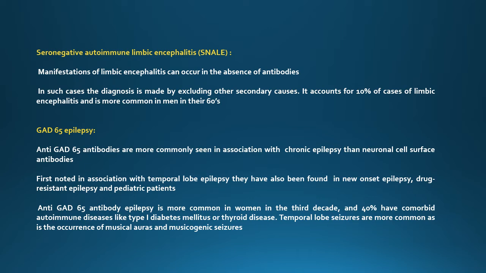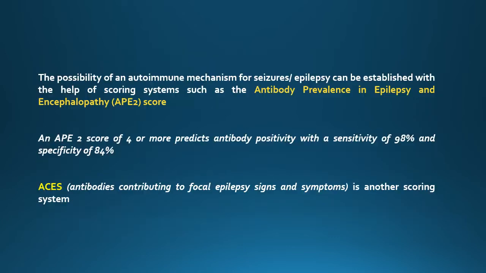Anti-GAD65 antibody epilepsy is more common in women in the third decade, and 40% have comorbid autoimmune disease like type 1 diabetes mellitus or thyroid disease. Temporal lobe seizures are more common, as is the occurrence of musical auras and musicogenic seizures.